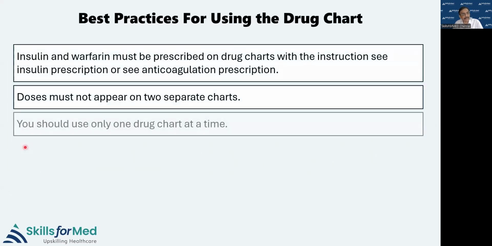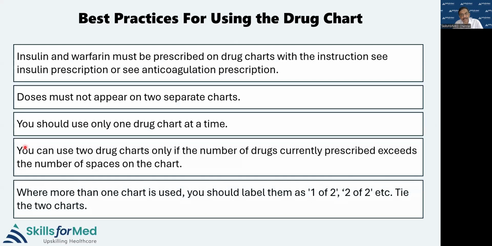And there are certain best practices. Insulin and warfarin must be prescribed on drug charts with the instruction to see the insulin prescription or see the anticoagulant prescription. It should always be cross-checked, and doses must not appear on two separate charts. Never use two drug charts at the same time. If you have to use two drug charts, you have to name them 1 by 2 or 2 by 2, if the number of medicines is more than can be written in one drug chart. That is the only excuse for using two drug charts. If there are so many drugs that one drug chart is not enough, then you can take two.